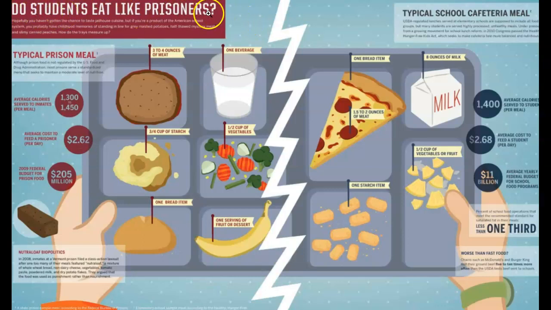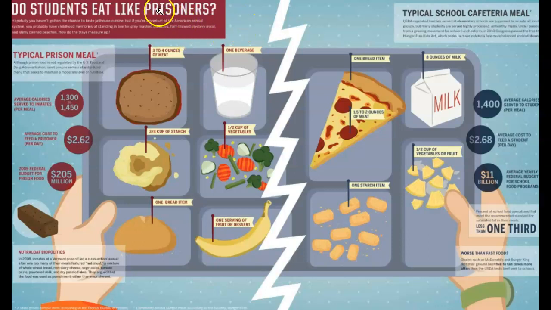So how convenient. All right, so what they have here, the thing that I noticed first, is this big, jagged line that looks like a lightning bolt, a super lightning bolt going down the middle. Over here I see typical prison meal, and over here I see typical school cafeteria meal. So this is another compare and contrast. Let's see what we're trying to decide. Do students eat like prisoners?